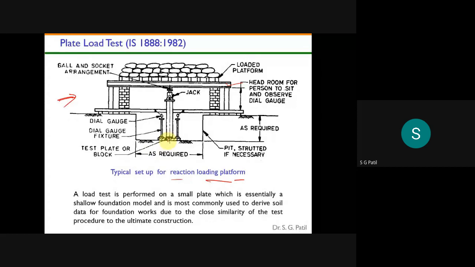Then what will happen? The plate will try to settle. This settlement will be read by these dial gauges. Okay, so these are the dial gauges.